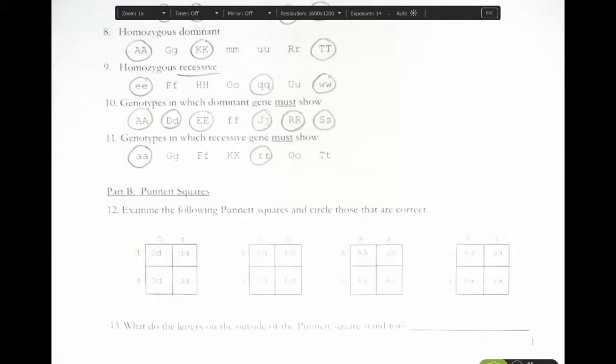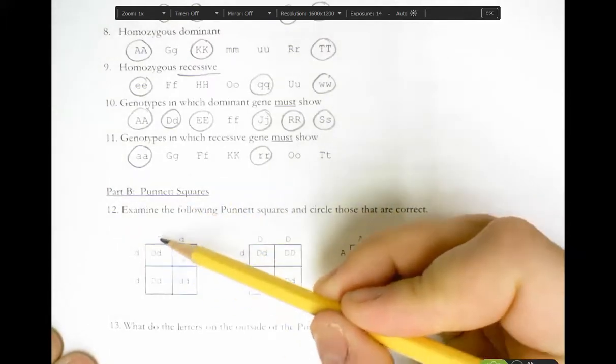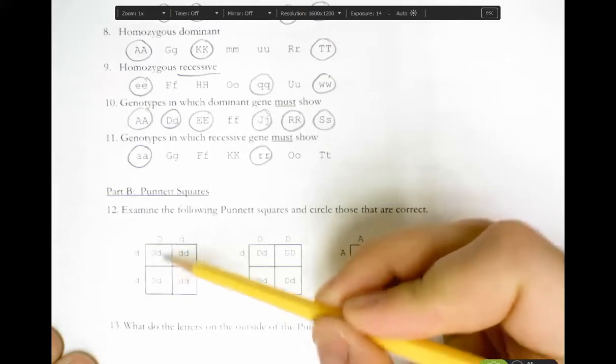Part B wants us to use Punnett squares, and we're starting out with examining the Punnett squares that are here and circle the ones that are correct. Alright, so lowercase d comes across, uppercase D comes down. Is this correct? Right here. Yeah, that box is correct.